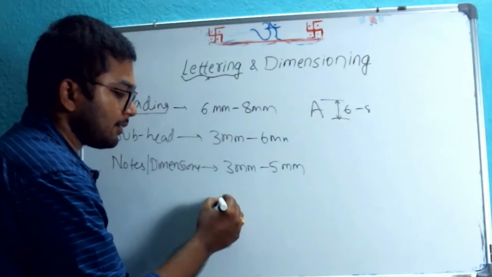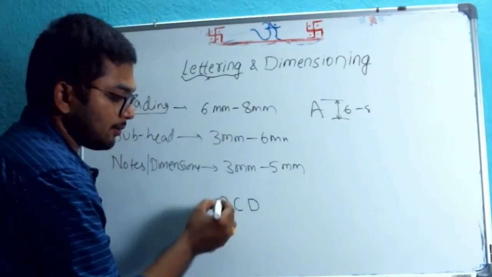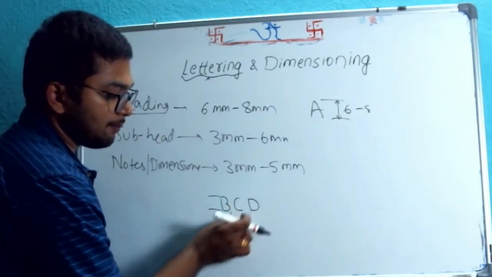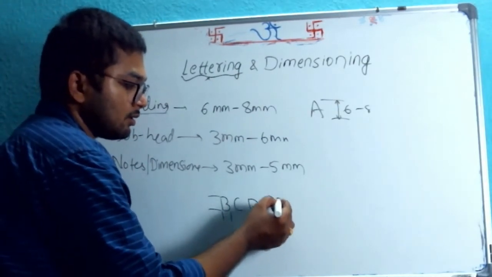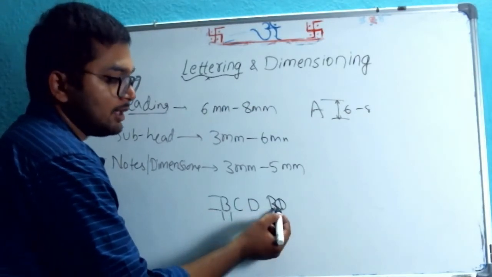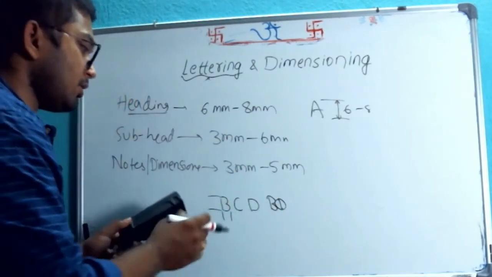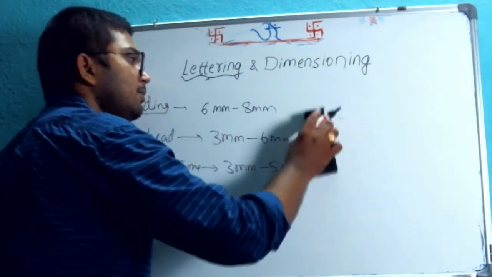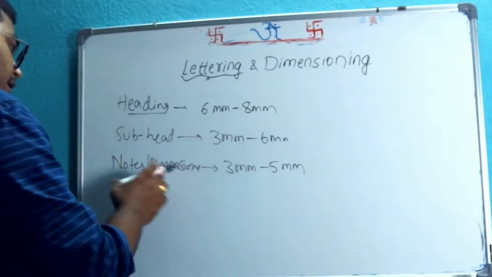Say I want to write B, C, D. Proportionate to height, I should have some width so that it is clear, and there should be a certain gap between the letters. If I do like this, do you think it is clear? It is very clumsy. So there has to be a certain gap, a certain width, and a proportionate height. So you have to understand how to write things. It should be neat and clean, and in a legible manner. That means anyone should be able to understand what we have written. So that is the requirement.